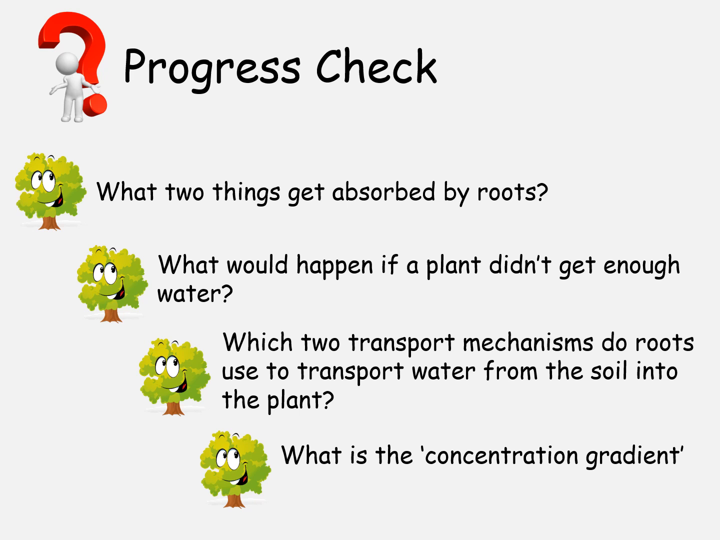Right, so a quick progress check. I'd like you to think about these four things, please. What two things get absorbed by roots? What would happen if a plant didn't get enough water? Which two transport mechanisms do roots use to transport water from the soil into the plant? And finally, what is the concentration gradient? So you might want to pause now to have a quick think about some of those.